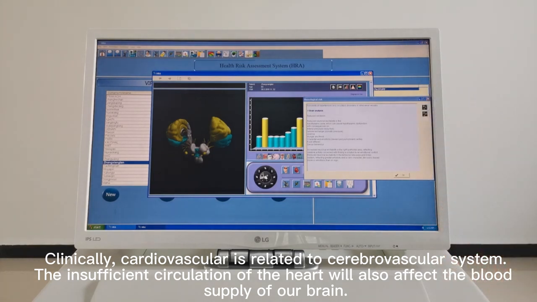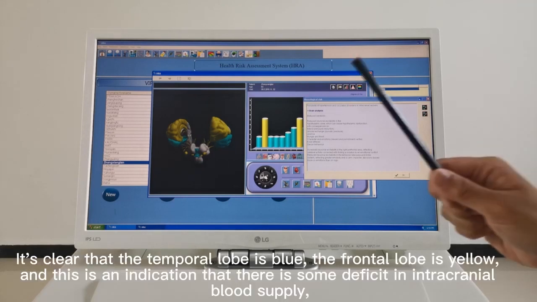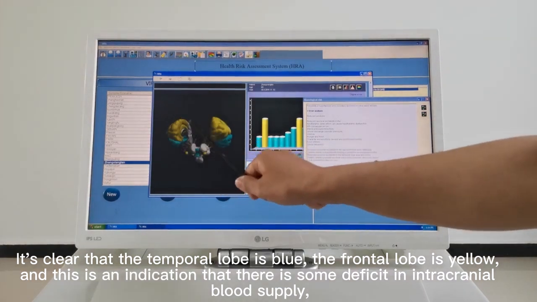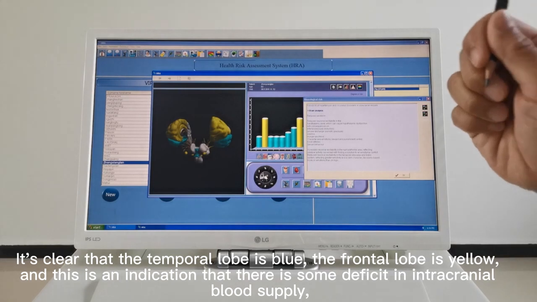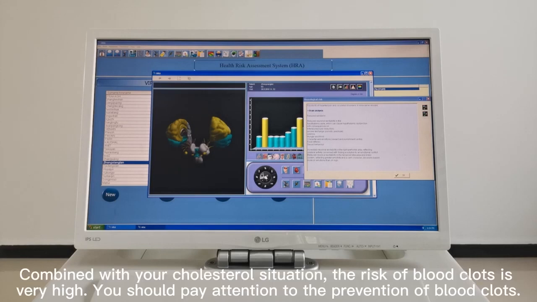Clinically, the cardiovascular system is related to the cerebrovascular system. The inefficient circulation of the heart will also affect the blood supply to our brain. Our system especially reminds you that there is a circulation disorder in the intracranial vessel, so let's take a look at your brain. It's clear that the temporal lobe is blue. The frontal lobe is yellow. And this is an indication that there is some deficit in the intracranial blood supply, combined with your cholesterol situation.